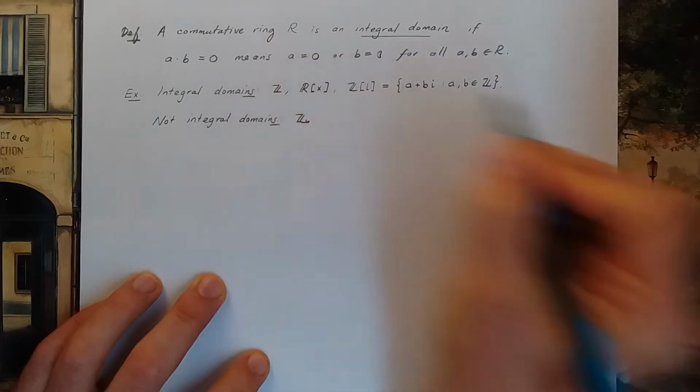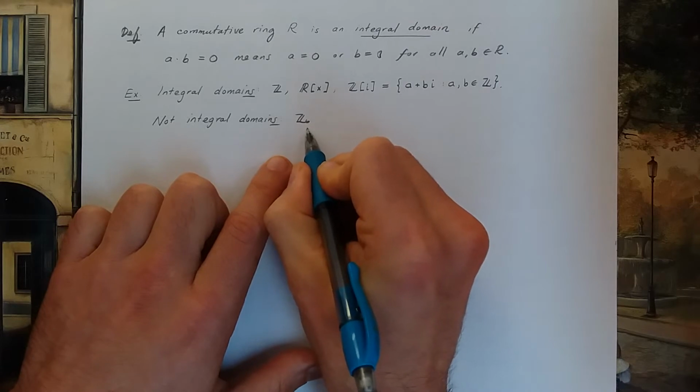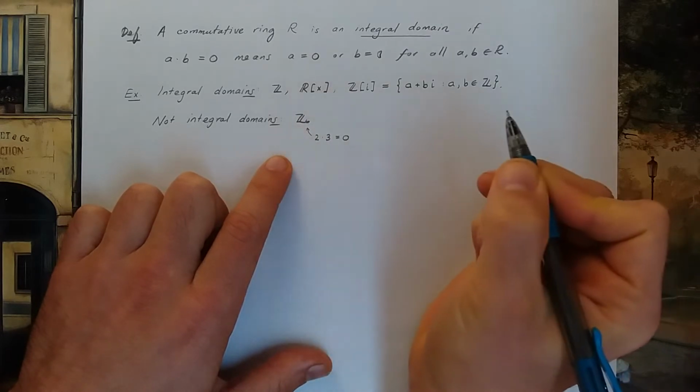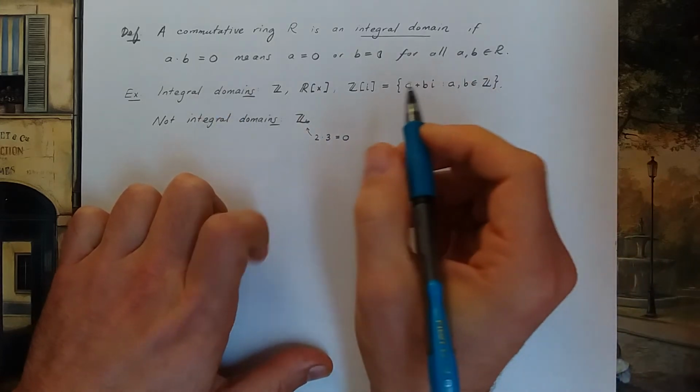Z6 is not an integral domain. Z6 is not an integral domain because I could have 2 times 3 equaling 0 in Z6. And 2 and 3 are not 0, so it's not an integral domain.